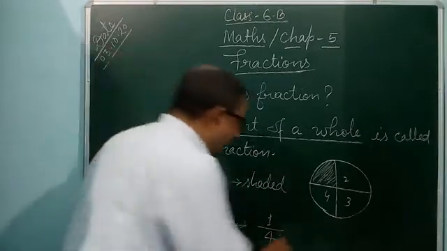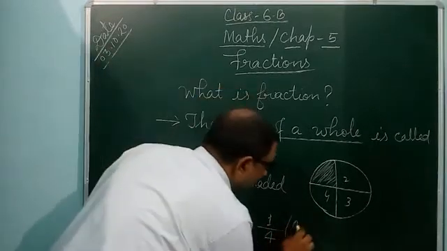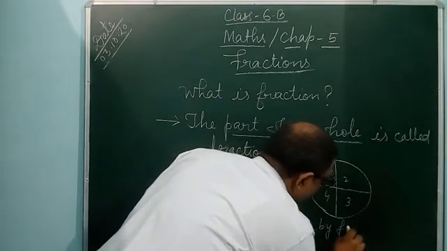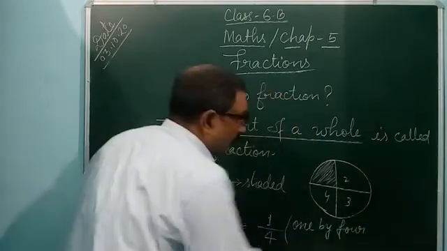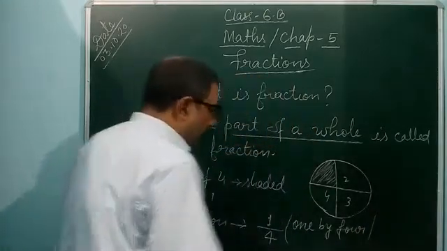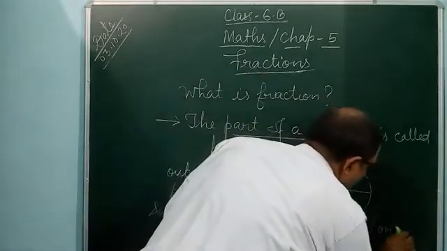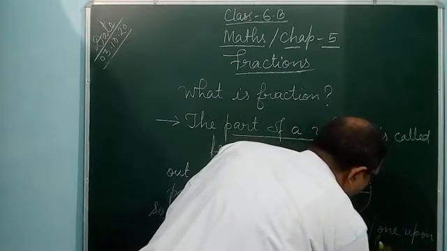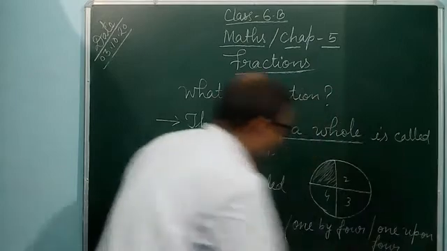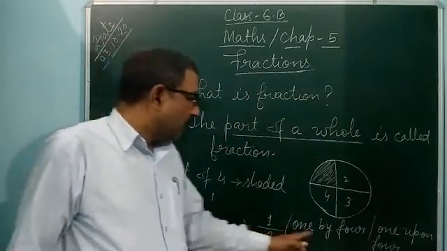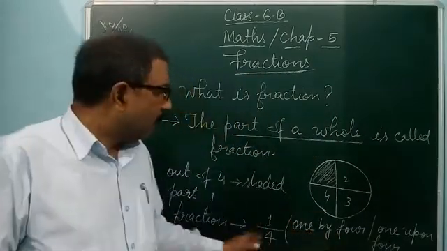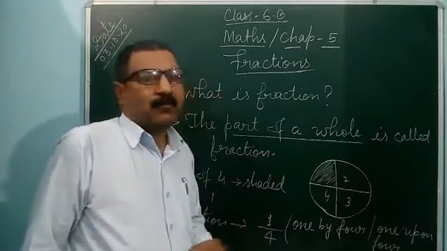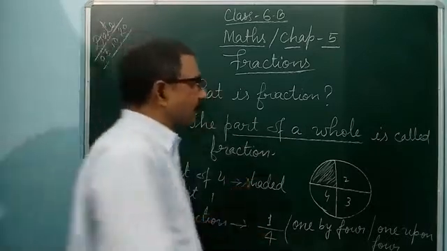You can write it like that and you can read it like that: 1 by 4. You can also say 1 upon 4. So you can read it 1 by 4 or you can say 1 upon 4. Really, 1 is divided by 4.